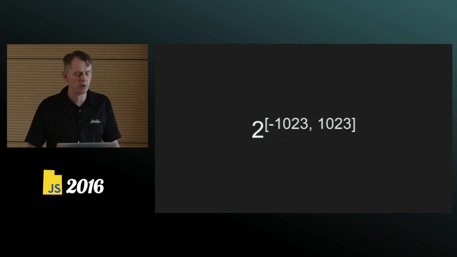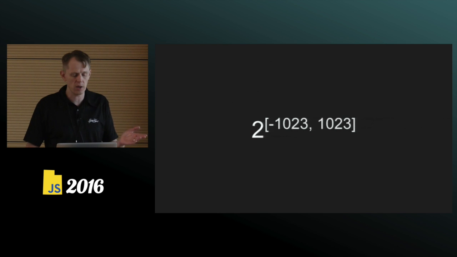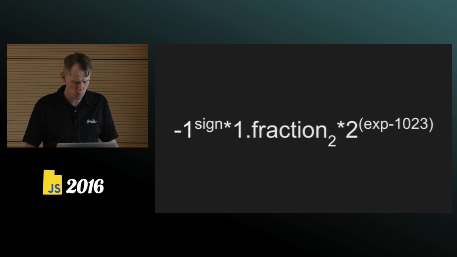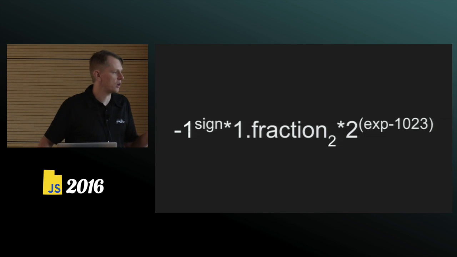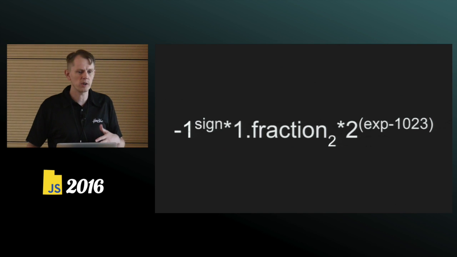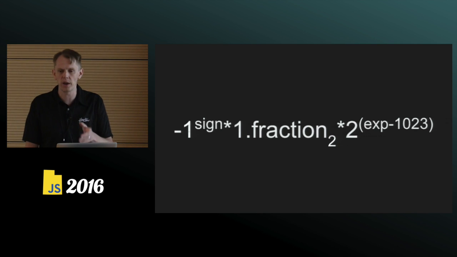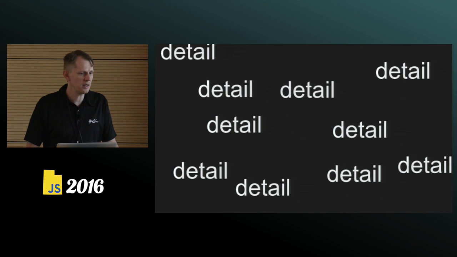And so now we have the third part of the equation. We're taking 2 and raising it to a power of some number between minus 1023 and positive 1023. So going back to our formula, we've got the sign portion of this equation, positive 1 or negative 1. We've got the fraction part, where it's going to be a number between 1 and 2. And then we've got the exponent part, which is 2 raised to some power in that number range. And there's a lot of detail there.